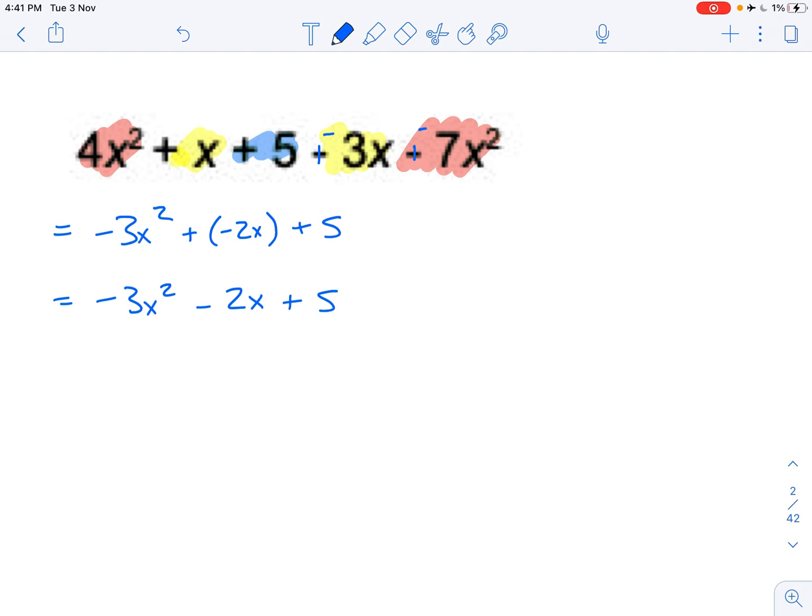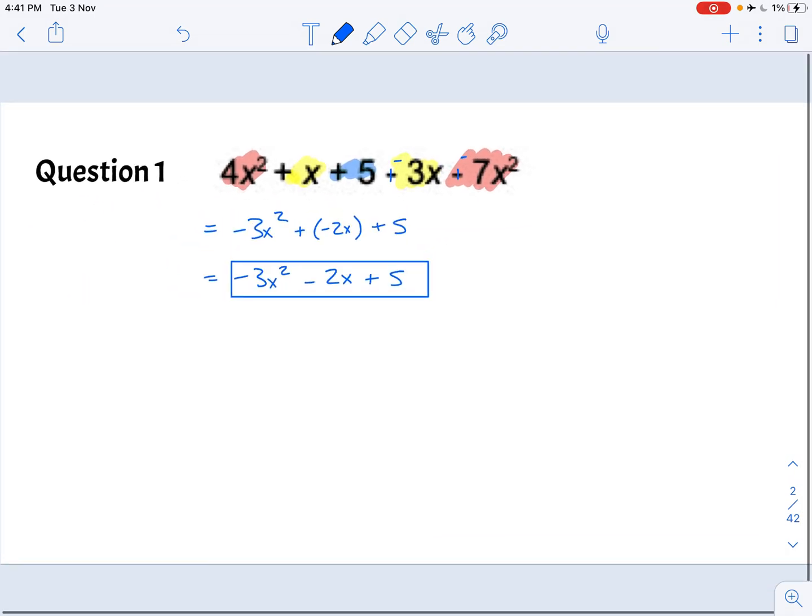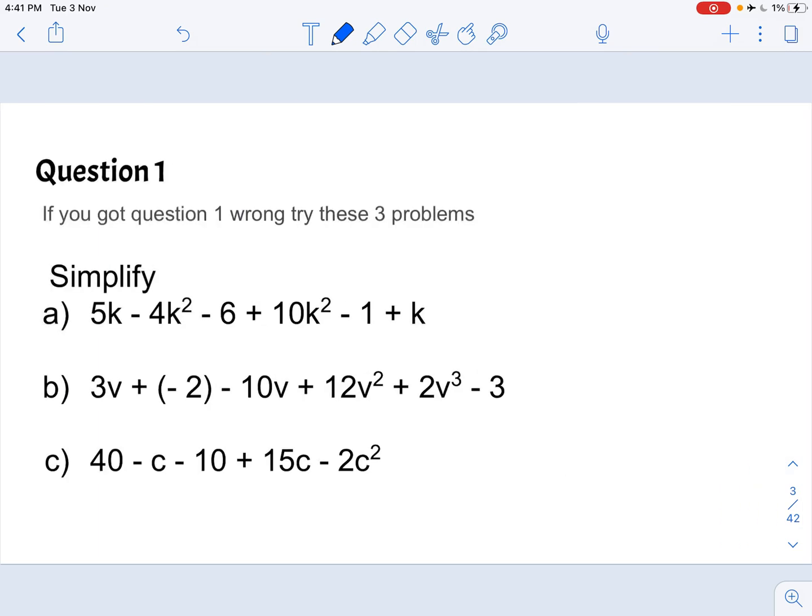So my final answer, either one of those would be okay. Maybe a little bit simpler would be the one without the parentheses. So that's how you do question number 1. If you got that one wrong, what I'd like you to do is go ahead and try those 3 problems and see how you do on them.